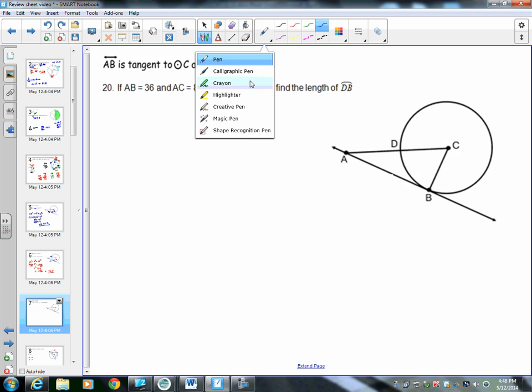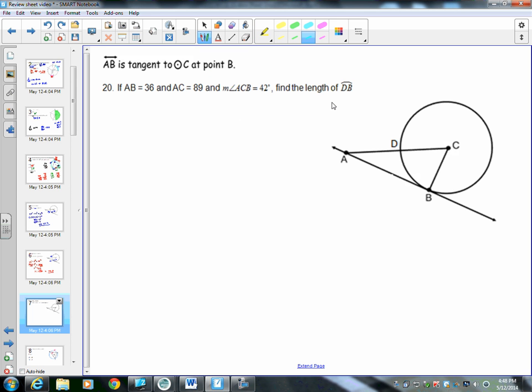So I'm going to go ahead and highlight that arc first. Let's use this pink color. So arc DB. There we go. Okay, so this is the arc we want to find, and we want to find the length of that arc. So if we remember, we can find the length of an arc by doing degree measure, divide by 360, and we multiply by the circumference, just like what we did earlier on in the review sheet.